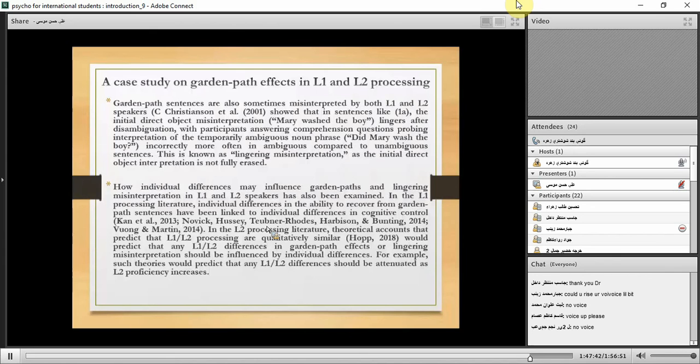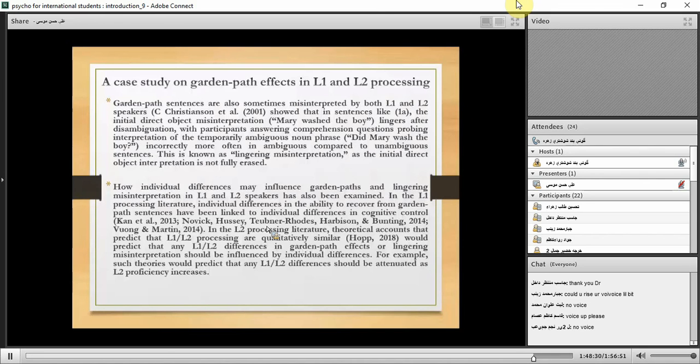Christianson showed that for sentences like 1a, initial direct object misinterpretation, like Mary washed the boy, lingers after disambiguation. When participants answer comprehension questions probing interpretation of the temporarily ambiguous noun phrase, like did Mary wash the boy, they incorrectly say yes more often for ambiguous compared to unambiguous sentences. This is non-alineal misinterpretation, as the initial direct object interpretation is not fully erased. If we ask what the theoretical account predicts about differences in garden path effects, we can say it predicts that L1 and L2 processing are qualitatively similar.